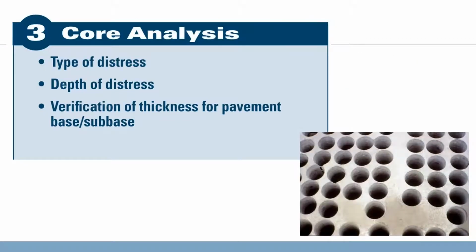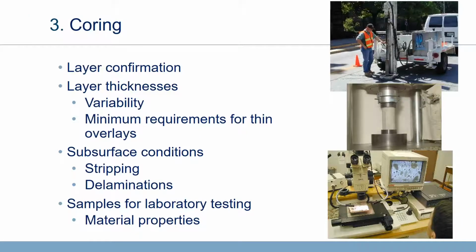We could go to core analysis, certainly not to the extent that you see in the bottom right-hand corner, but sometimes it's good to go out and take a couple cores of the existing pavement so that you can verify the thickness and the condition of that pavement before you really make assumptions about the type of structural contribution that it might make, or its ability to hold up the overlay itself.